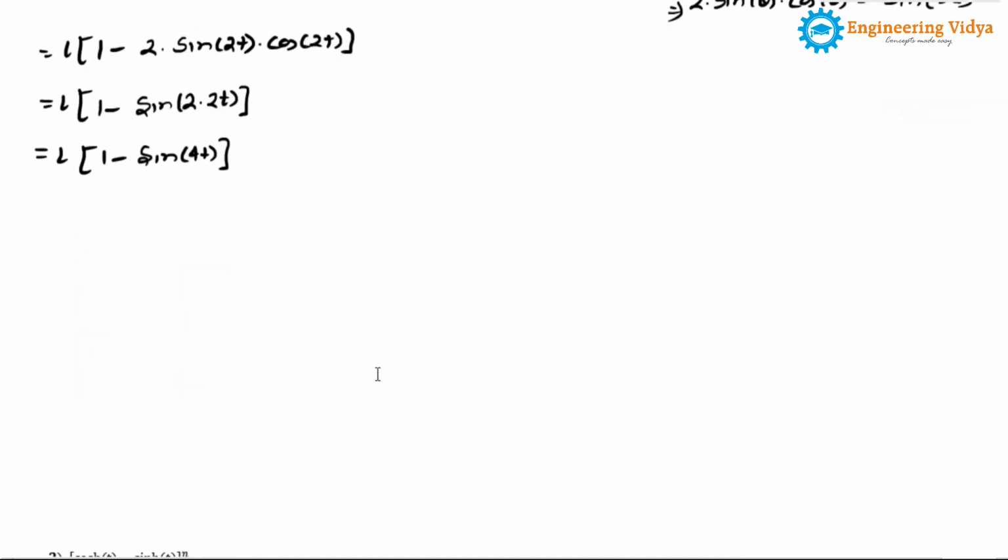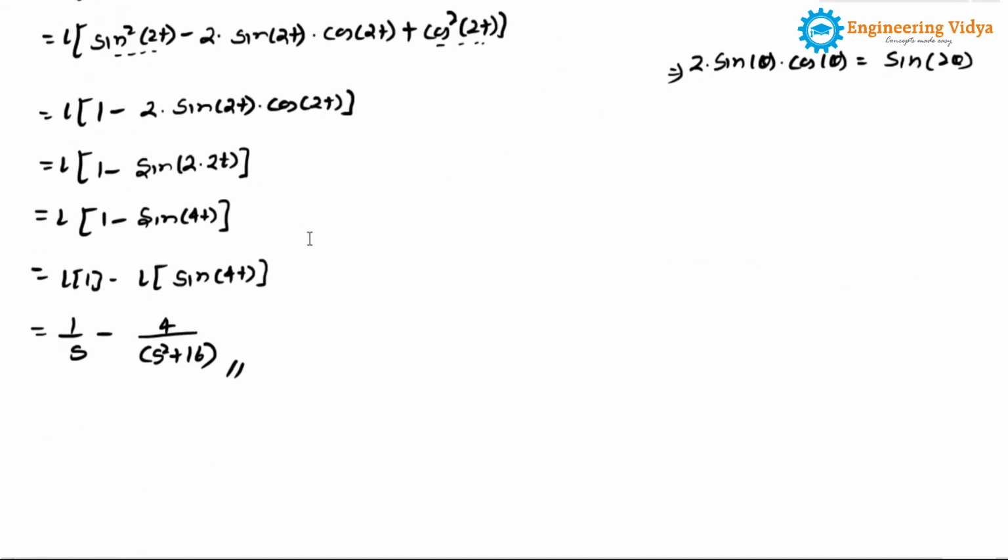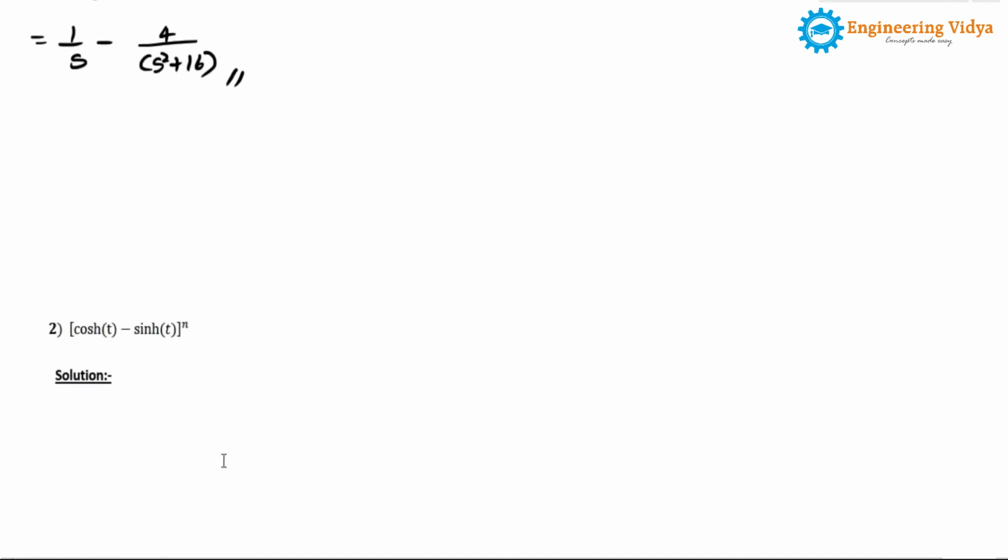So now after that you will write Laplace transform of 1 minus Laplace transform of sin 4t will be there. The Laplace transform of 1 is nothing but 1 upon s, and Laplace transform of sin 4t is nothing but equal to 4 upon s square plus 16, right? So this is the final answer. I hope you understood this problem also. In similar way, we can solve the sum number 2 also.